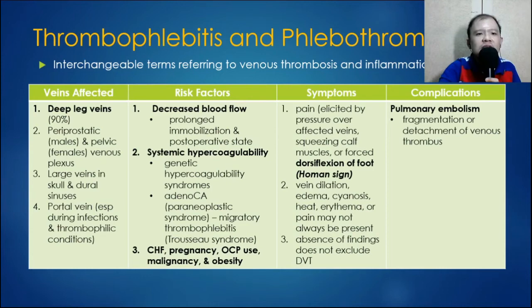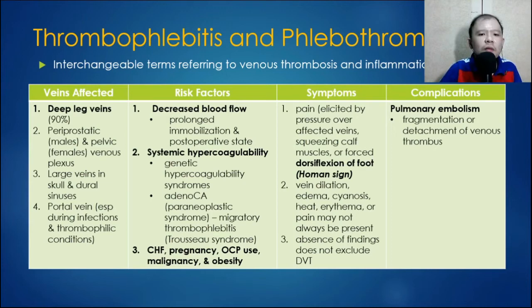So let's go to thrombophlebitis. These are terms, thrombophlebitis and phlebothrombosis. These are two interchangeable terms that refer to venous thrombosis and inflammation. So we're talking about DVT. Veins affected are the deep leg veins. And what are the risk factors? You have decreased blood flow, so in bedridden patients. Systemic hypercoagulability, so for example, if the patient is diabetic, has a blood disorder, or has cancer.